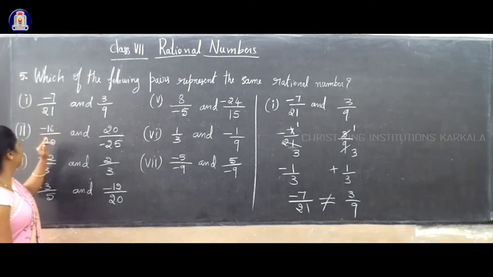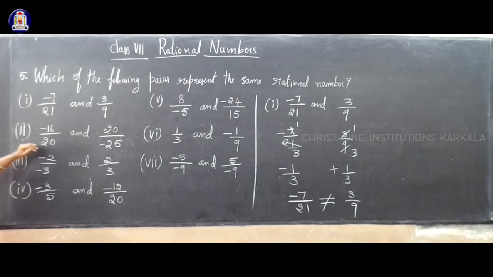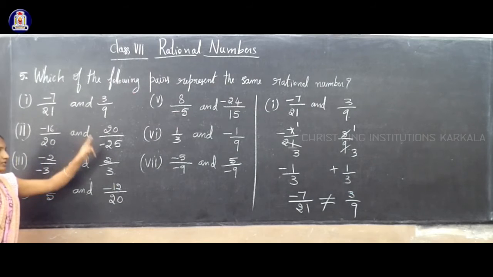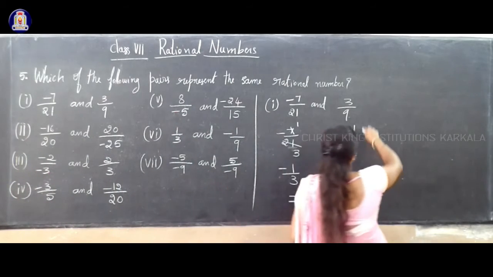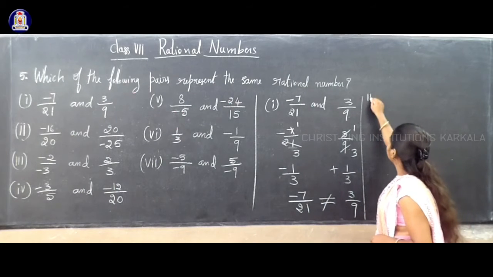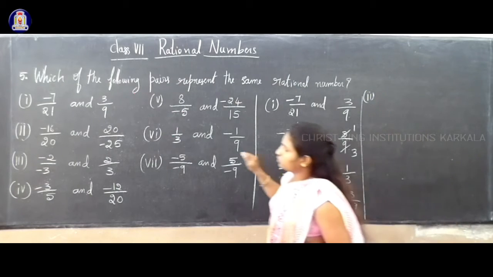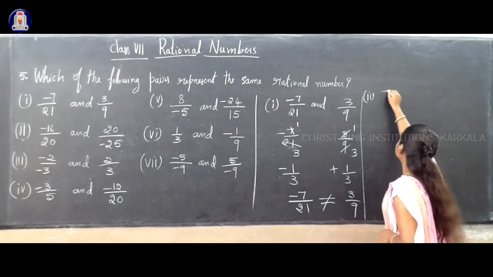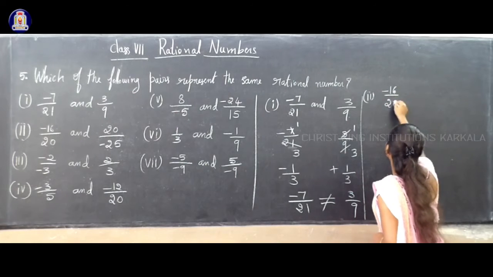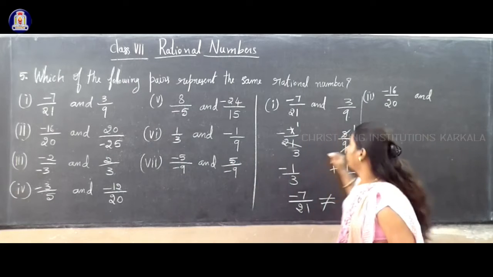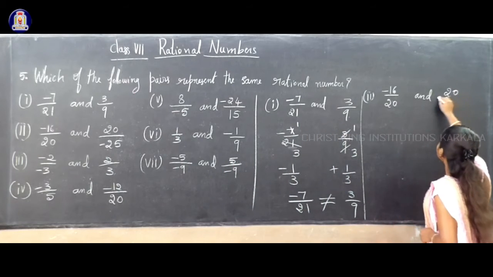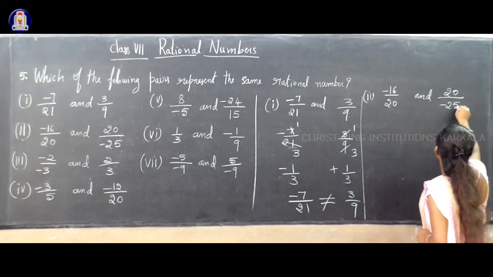Okay? Now we will see the second question. The second pair of rational numbers are minus 16 by 20 and 20 by minus 25. The second question: minus 16 by 20 and one more, that is plus 20 by minus 25.